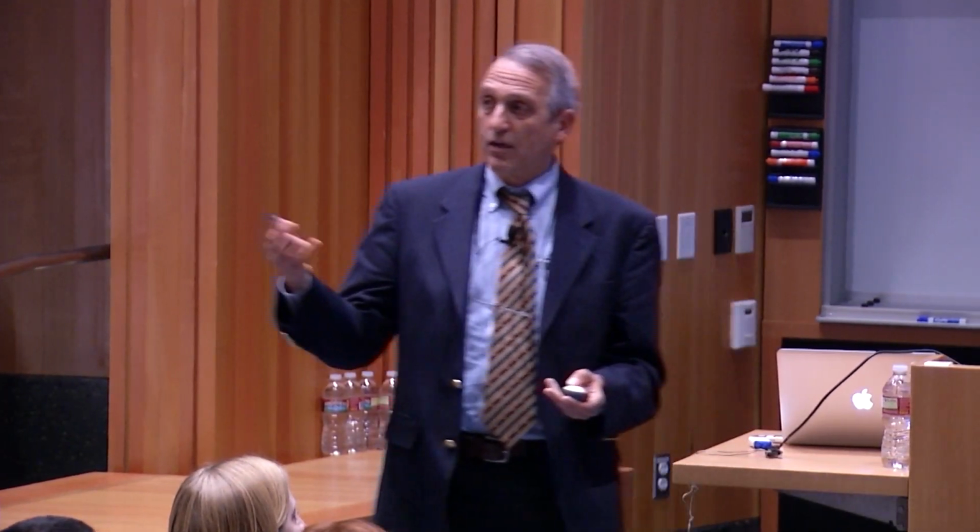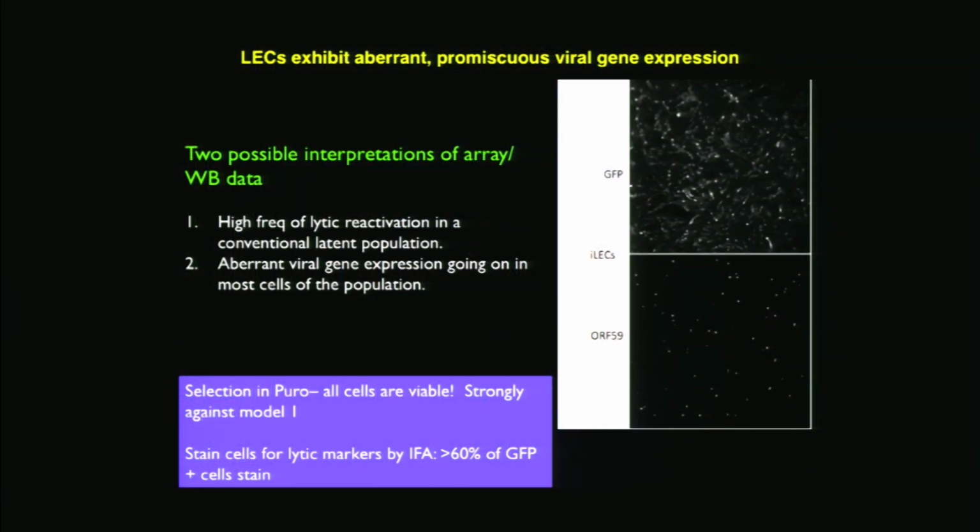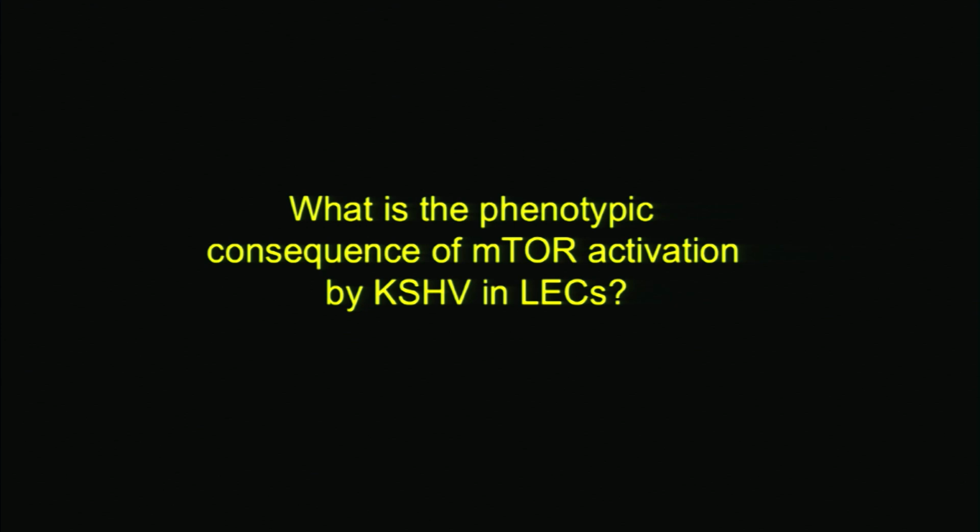But lastly, when we stain by IFA for proteins that are known to be lytic-specific, what we discover is, if you compare the number of GFP-positive cells to the number of ORF59-positive cells that we're staining for, over 60% of the GFP-positive cells are staining by immunofluorescence. Now, that is probably just a difference between the sensitivity of immunofluorescence and the sensitivity of direct staining for GFP. But at a maximum, half the cells that are growing must be in this alternative state, and probably all of them are. Okay. So what's the phenotypic consequence of that deregulation of gene expression?